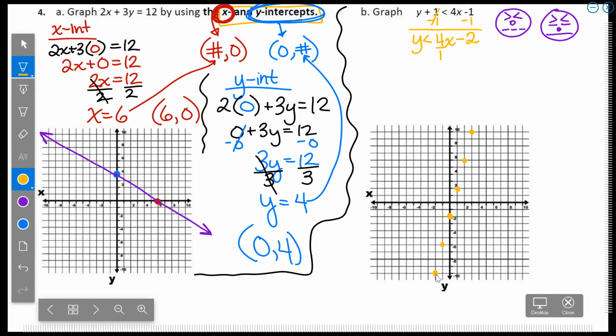Should I do a dashed line or a solid line here? Dashed, why? Because we didn't have a line under our inequality originally. Absolutely correct. So it's this face right here. So we're going to do this.